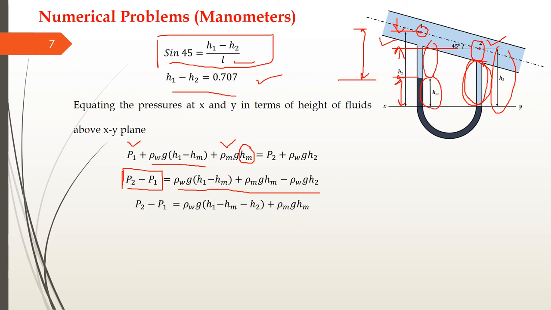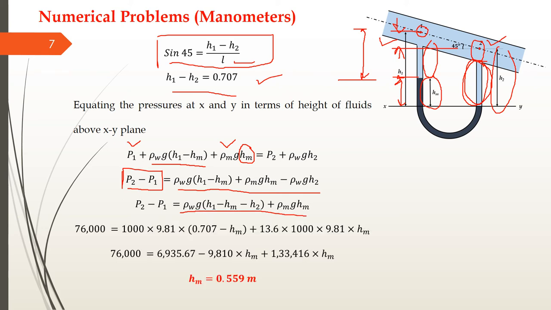So after simplification we have this term. So we will put the values. P2 minus P1 is 76,000, or 76 kilonewton per meter square. So we'll put the other values also. Density of water is 1000, acceleration due to gravity is 9.81, and H1 minus H2 from here we'll put over here, that is 0.707. Then we have the density of the mercury, and that again will be used as we have used in the previous formula, that will be multiplied by the specific gravity. Specific gravity of mercury is 13.6, multiplied by 1000 into 9.81, and these are basically the unknowns HM.